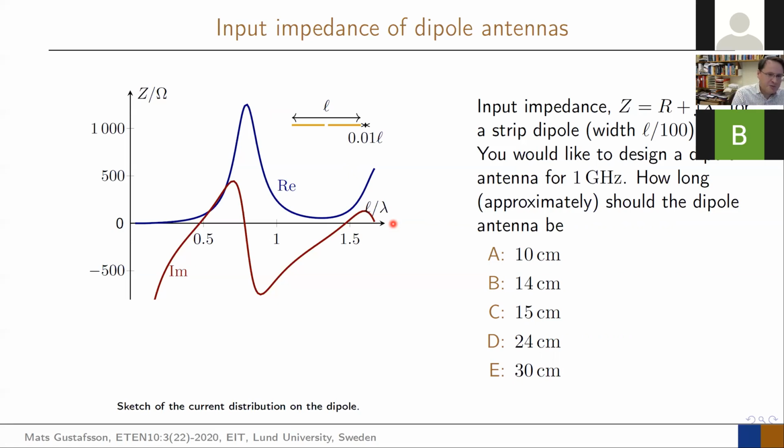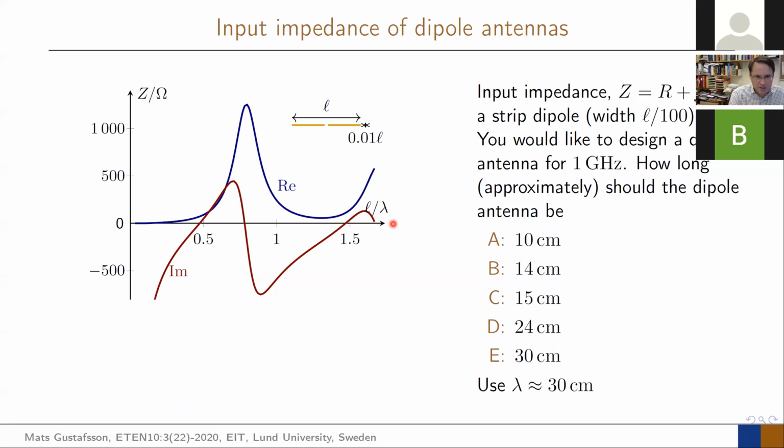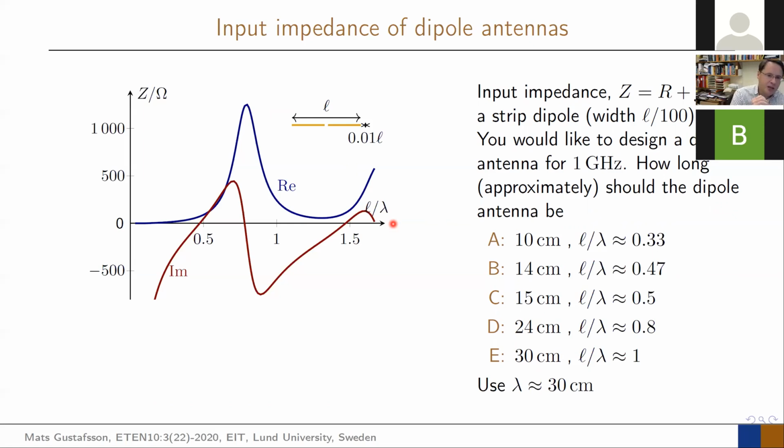So what we need to know is, of course, the wavelength. And I told you before, you should know one number by heart. 1 gigahertz is 30 centimeters. That is the wavelength that you have for 1 gigahertz. And of course, from that, you can calculate what L over lambda is. So it's 0.33, 0.47, 0.5, 0.8, and 1. So now remember A, B, C, D, E. I will make a final poll, and I will then explain it, and then we'll take a break.